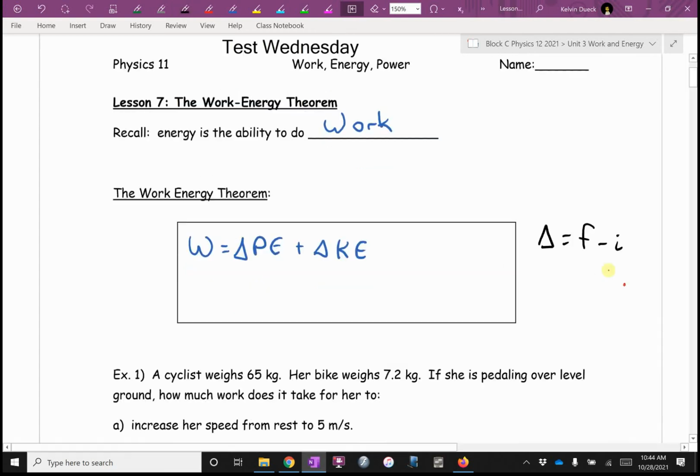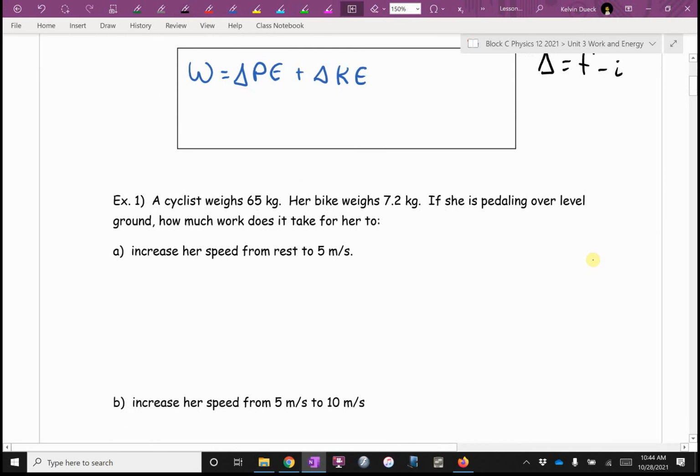So as an example, a cyclist weighs 65 kilograms. I should really say has a mass of 65 kilograms, because weight is measured in newtons. I'll fix that next year. Her bike has a mass of 7.2 kilograms. So I'm pretty sure m is what, 72.2 kilograms? Yes? I'll jot that down so I don't accidentally write down the wrong mass. If she's pedaling over level ground, underline the phrase level ground.